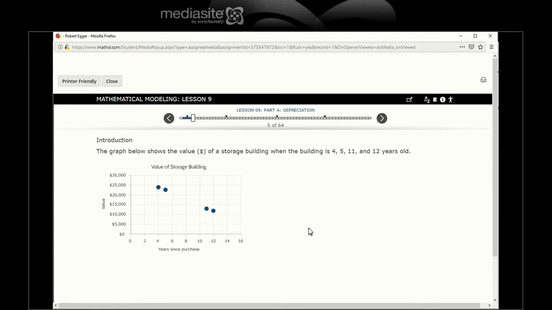So introduction: the graph below shows the value of a storage building when the building is 4 years, 5 years, 11, and 12 years old. So here's 4. It's 5, 11, and 12. All right, that's the data we have here. Do a little observation. Looking at the graph, it looks pretty straight line-ish. If I can draw a straight line, it looks like pretty much a straight line. So keep that in mind. Keep that thought in mind when you're seeing a graph with some scatter, basically a scatter plot. What kind of line fits into it?